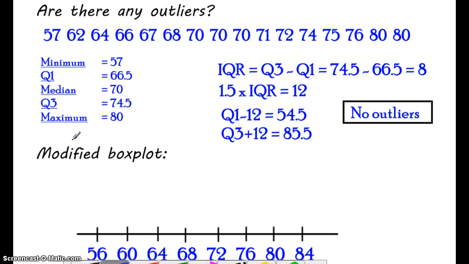of our box. The first vertical line represents the minimum value, which is 57, and I'm just going to estimate where 57 would be, about here. The next vertical line would represent Q1, which is 66.5. So again, just estimating where that would be. Then I have 70 as my median, 74.5 is Q3, and 80 as my maximum.